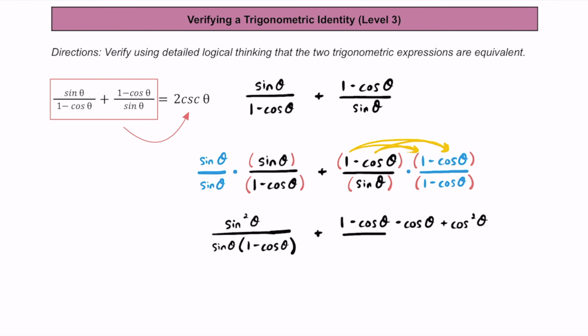And while the numerator here was a little bit more complicated, in the denominator we're going to have this sine of theta multiplied by 1 minus cosine of theta, or the same denominator that we had over to the left because we needed common denominators. Now a couple quick things.